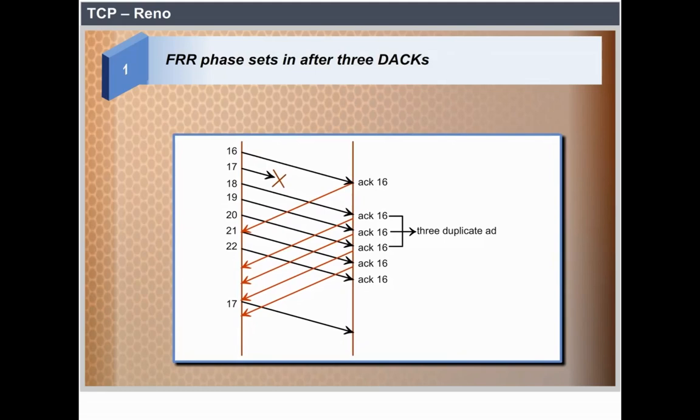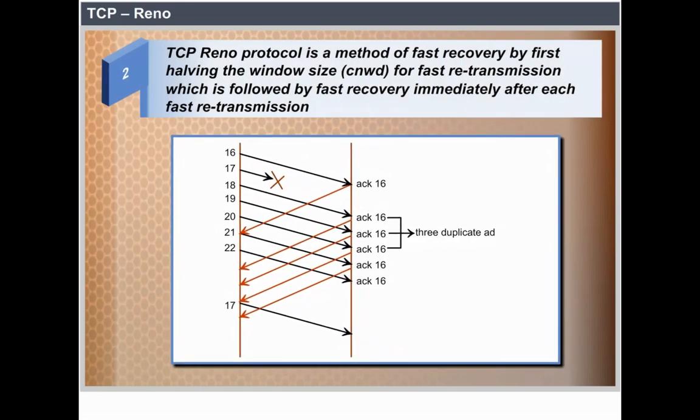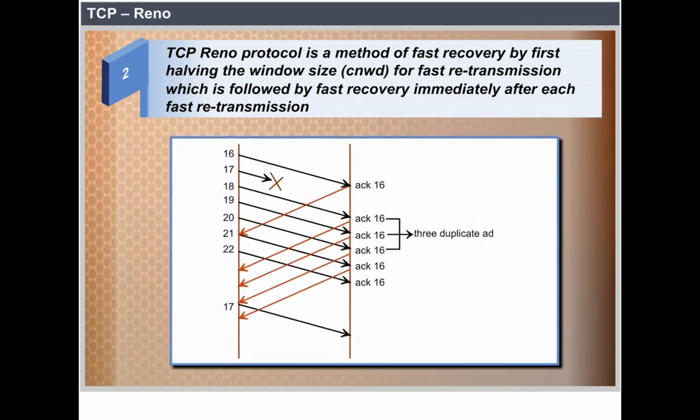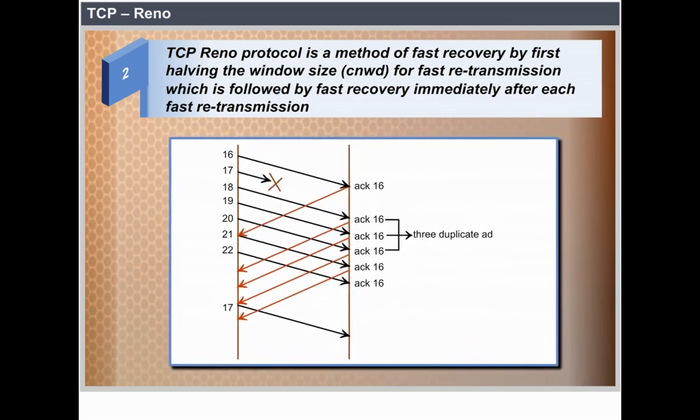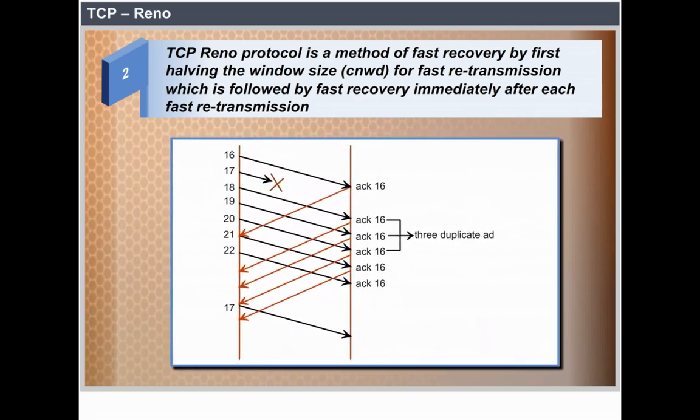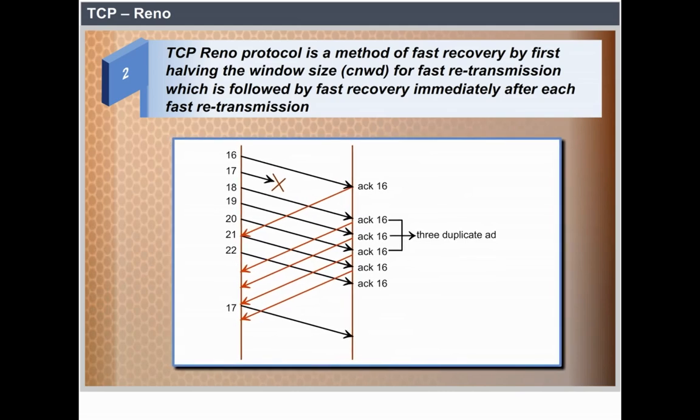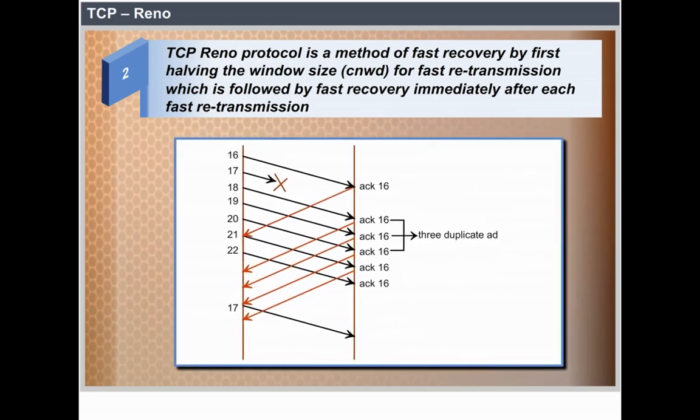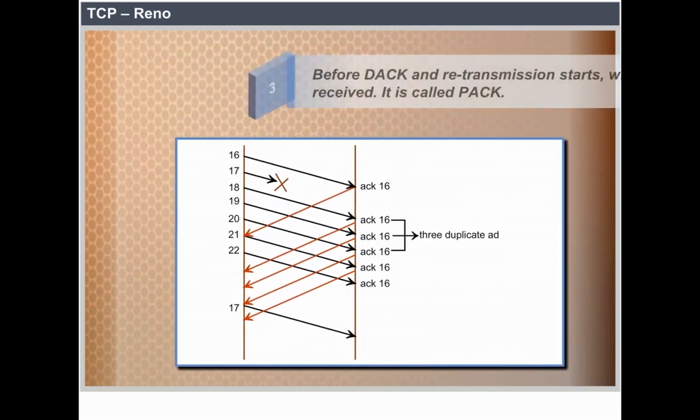TCP Reno. FRR phase sets in after 3 DACKs. TCP Reno protocol is a method of fast recovery by first halving the window size CNWD for fast retransmission, followed by fast recovery after each fast retransmission.